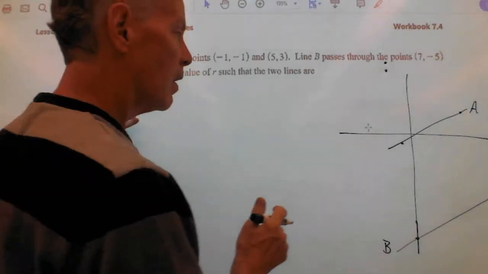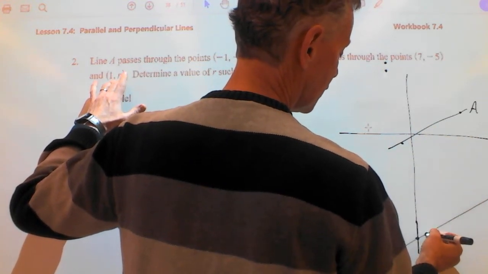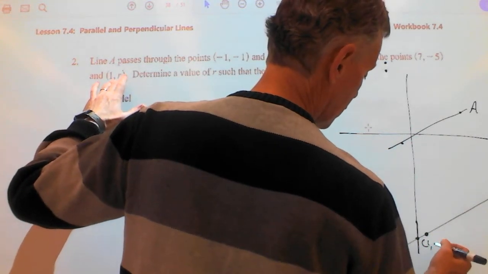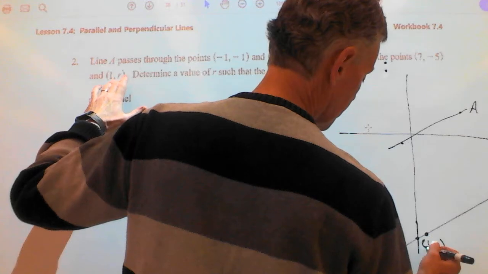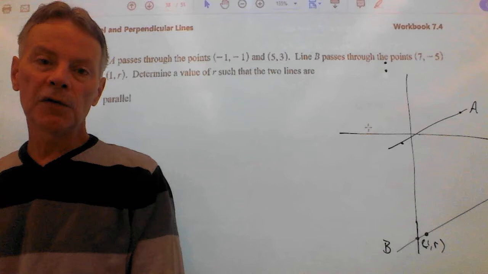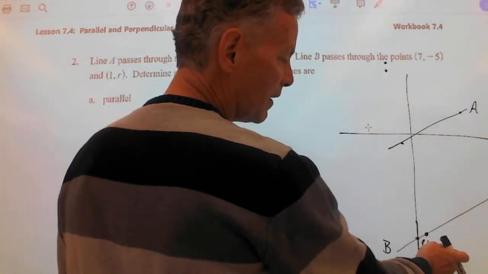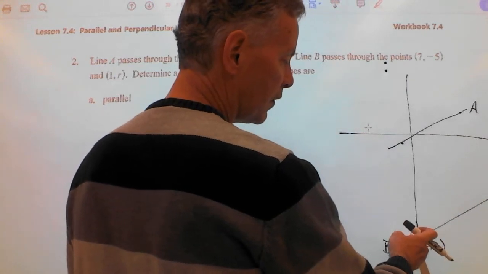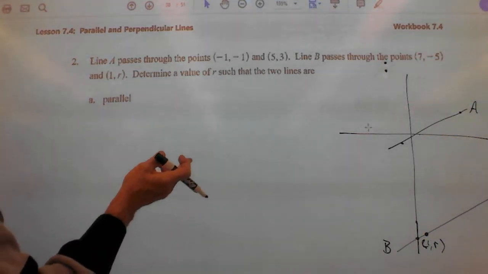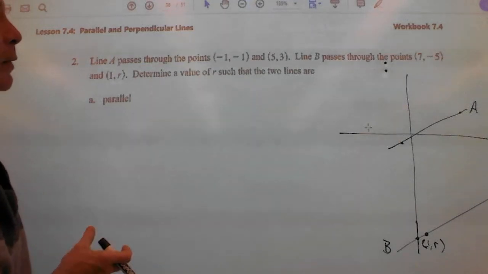And it says 1, r, so that means 1 across. So that means this is about where it's going to go. This doesn't solve the problem, but it at least gives you something to look at. Okay? So you know your answer is going to be significantly negative, or your value for r will be significantly negative, the y-coordinate. Determine a value of r such that the two lines are parallel.